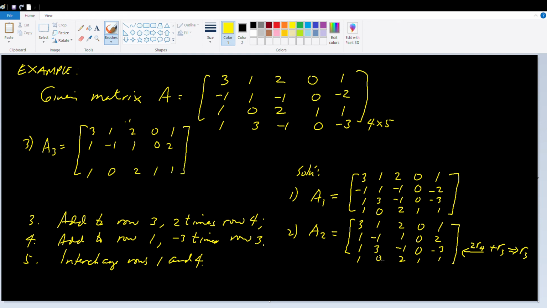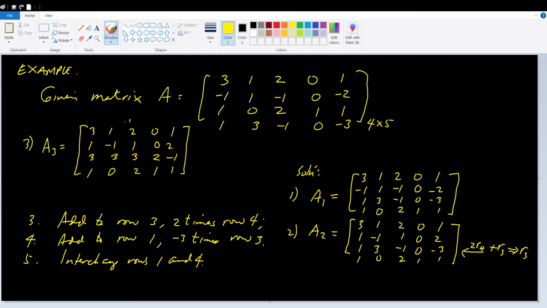It is row 4 which is multiplied by 2 and added to row 3. So multiply row 4 by 2, add it to row 3. Let's start with this element, 1. 1 times 2 is 2, plus 1, that will be 3. Next, 0 times 2 added to 3 is 3. 2 times 2 is 4, added to negative 1 is 3. 1 times 2 added to 0 is 2. 1 times 2 is 2, added to negative 3 is negative 1.